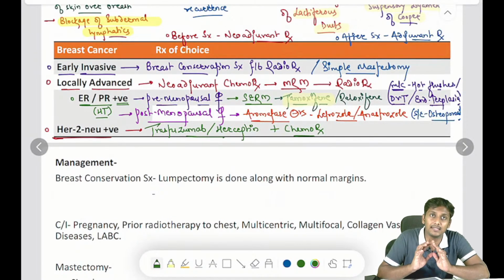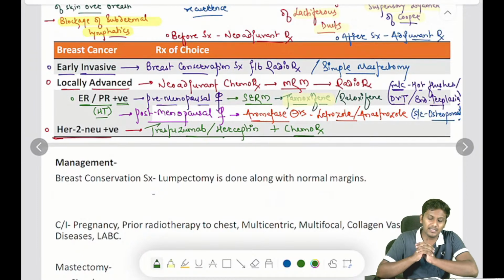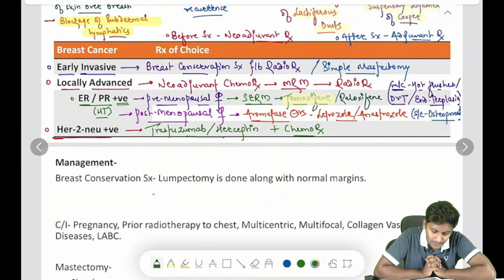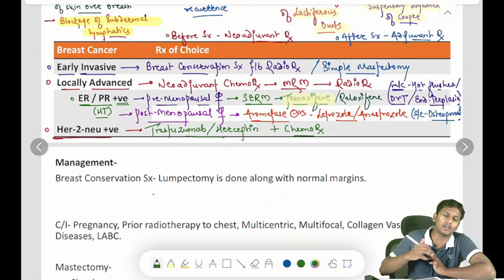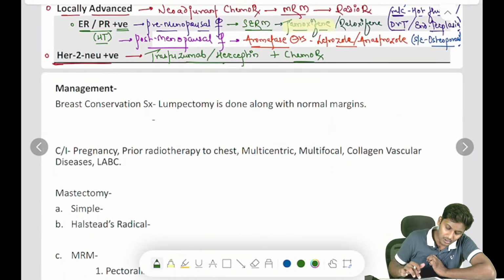This table summarizes every important management that you need to know about breast cancer. Early invasive: BCS followed by radiotherapy, or simple mastectomy. LABC, locally advanced breast cancer: neoadjuvant chemotherapy followed by MRM followed by radiotherapy. Advanced breast cancer, I've already told you, is palliative care. ER/PR positive breast cancer in a premenopausal female, the drug used is mainly tamoxifen. In a postmenopausal female, it is aromatase inhibitors, mainly letrozole. And HER2 neu positive breast cancer, it is trastuzumab or Herceptin plus chemotherapy. Okay, no issues with this, anybody?